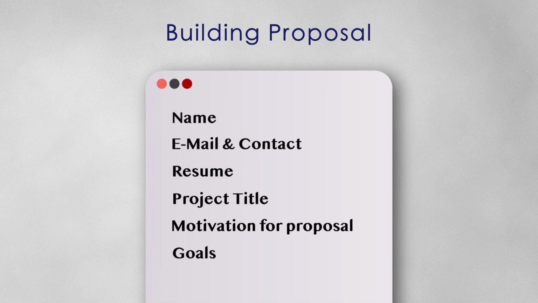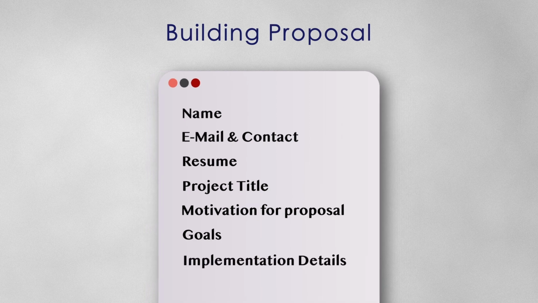Goals. Here, briefly mention the major milestones you have to achieve. Implementation details. This is an important part. This contains what actual things are needed to be implemented in this whole project.